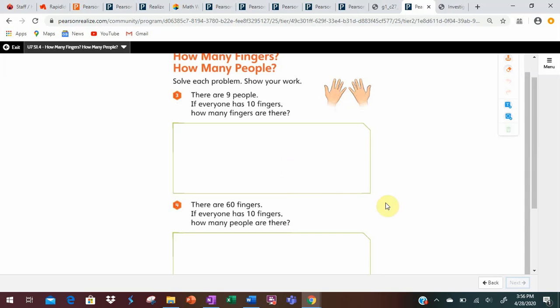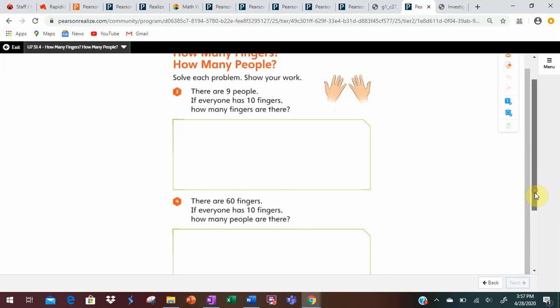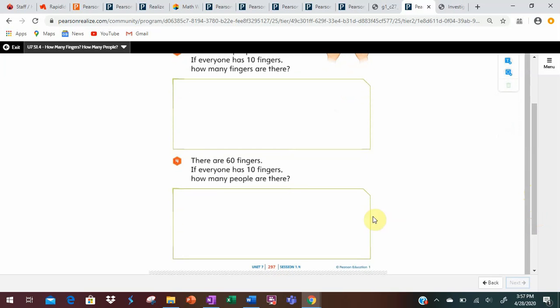Number 4. There are 60 fingers. If everyone has 10 fingers, how many people are there? Remember, this one is telling you 60 fingers. It wants to know how many people. Okay, so that's number 2 and number 4. Don't let those trick you, because you've got to kind of work backwards for that.